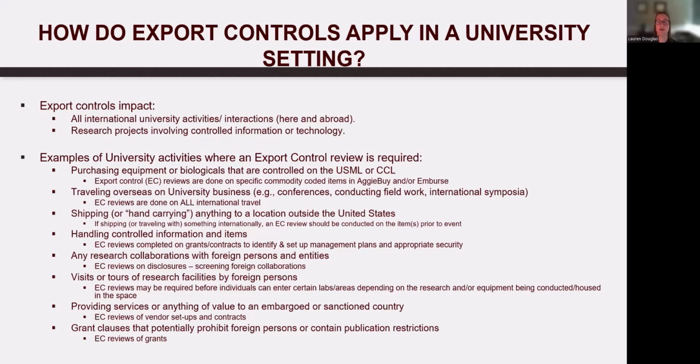Are you providing services or anything of value to an embargoed or sanctioned country? Is your lab testing urine samples and you are getting samples from Cuba or Russia? Are you getting things from places that we may not be able to provide certain services to? And then, are there grant clauses that potentially prohibit foreign persons or have publication restrictions? There's an export control review done on grants. So we touch a lot of areas on campus and a lot of very specific things that go hand in hand with research.